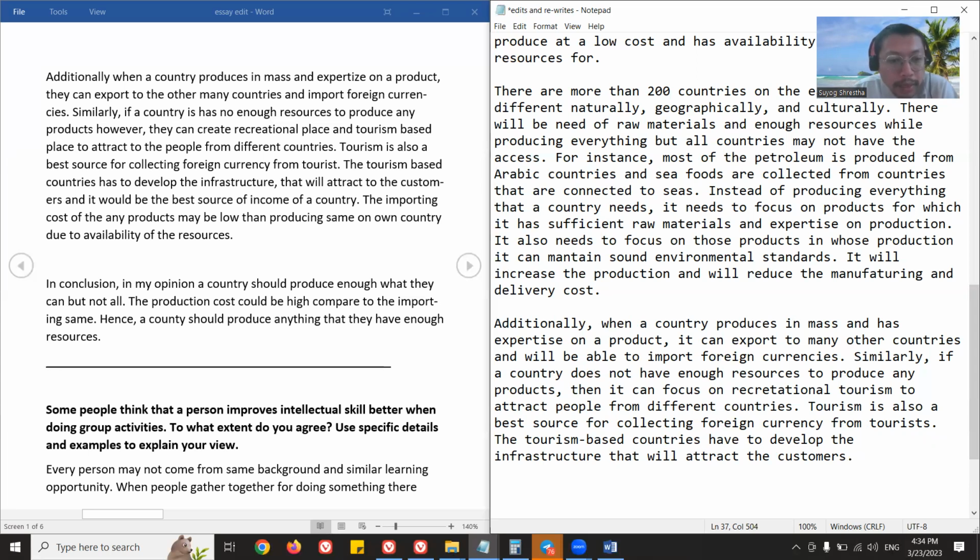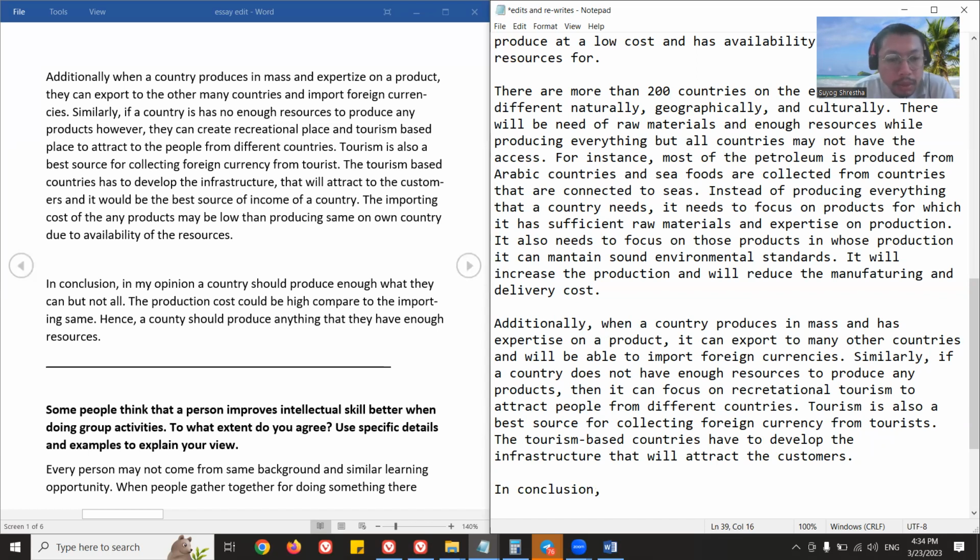The importing cost of any products may be low than producing same on own country due to availability of resources. Here there are so many errors, so I'm not really even checking it. There are a lot of errors over there, so I think this is good so far, the paragraph. Okay, and then the next one is, in conclusion, in my opinion, so we don't need that.